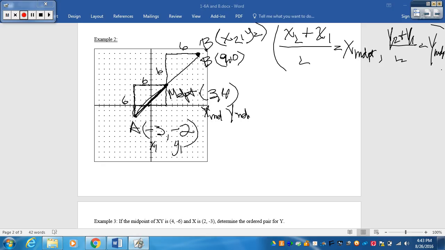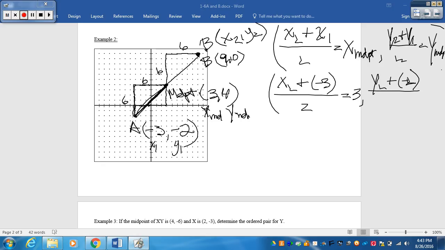So here's what it should look like. X sub 2 is unknown, so x sub 2 plus x sub 1, which was negative 3, over 2 equaled the x midpoint, which was 3. Do the same thing for the y. Y sub 2 plus y sub 1, which was negative 2, over 2 equaled the y midpoint, which was 4.